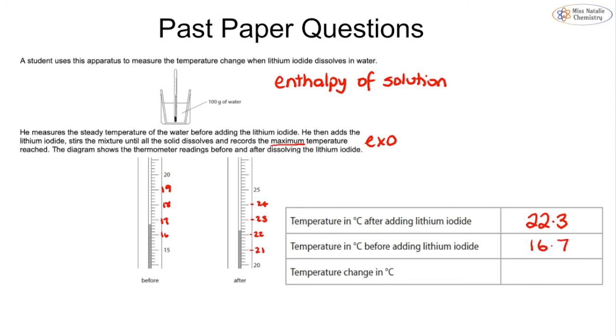Please make sure that you do read these carefully and you do have it to 1 decimal place. You cannot go any closer than 1 decimal place because of the accuracy of the thermometers. And then the temperature change is simply 22.3 take away 16.7, and it gives you a value of 5.6.